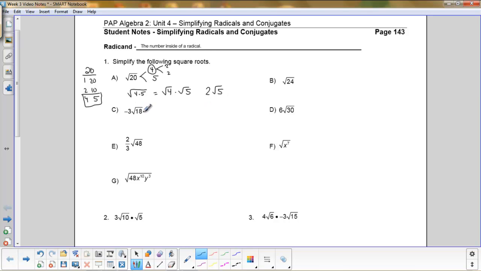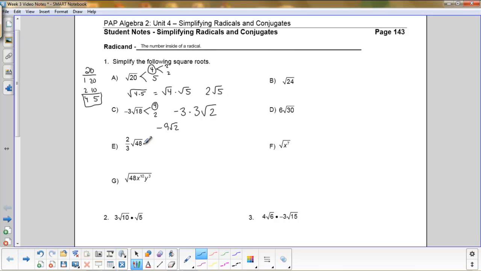Let's practice it again with 18. So the two numbers I want to use are either going to be 6 and 3 or 9 and 2. I like 9 and 2 because 9 is a perfect square. That means the square root of 9 is 3, so it's negative 3, because that's already there, times the square root of 9, which is 3, times the square root of 2. 3 times 3 is 9, so the final answer here is negative 9 times the square root of 2.